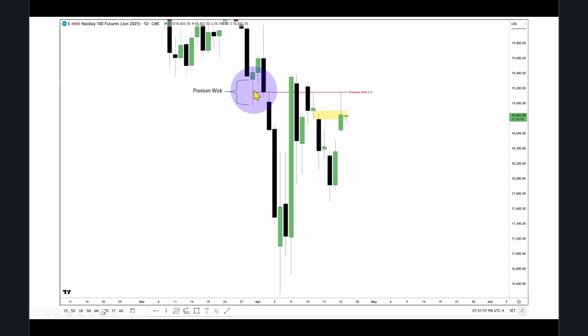Premium wick consequent encroachment of this candlestick right here on the daily chart for NASDAQ June delivery contract 2025. And this volume imbalance right here. Okay, those are the only two reference points on the daily chart that I'm going to have on the lower time frames.